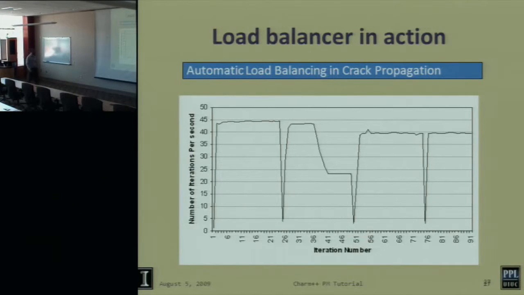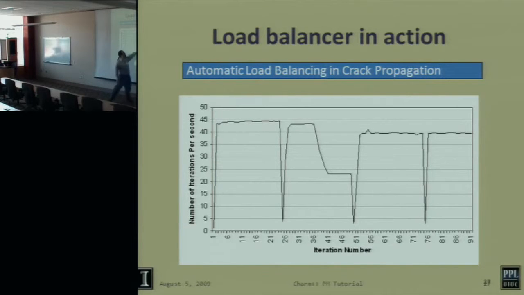So, to consider one of the use cases that we've encountered in the past, we could look at this crash propagation problem, and here we're looking at the number of iterations per second versus the iteration number. You see that we begin with a pretty good rate. And then here we have these load balancing steps where we're just periodically triggering load balancing without any awareness of the application's properties. So this would require really no application intervention to trigger this kind of thing.